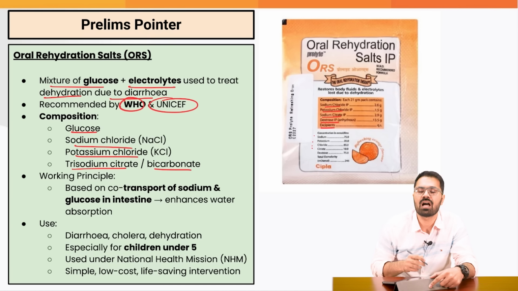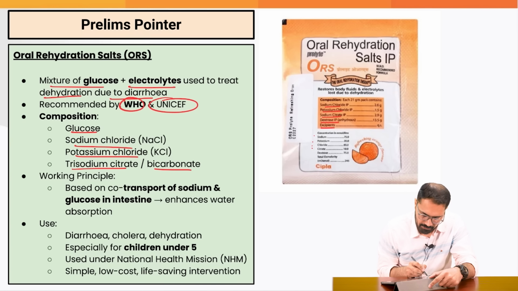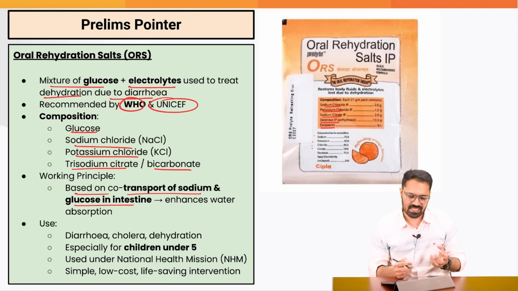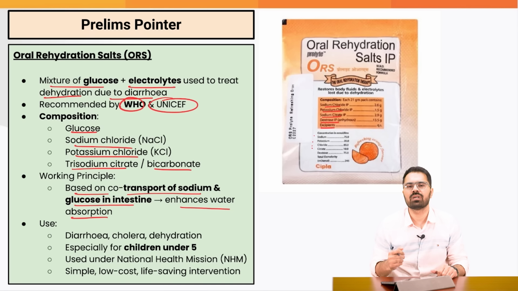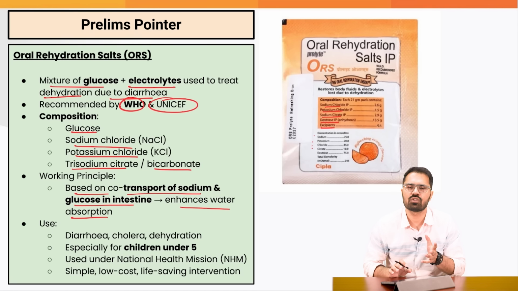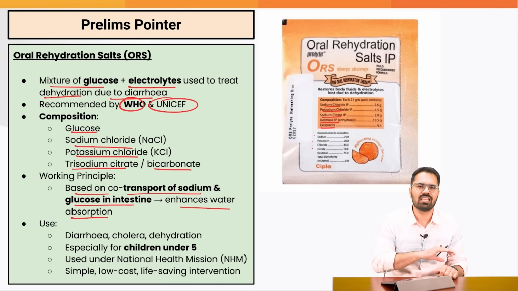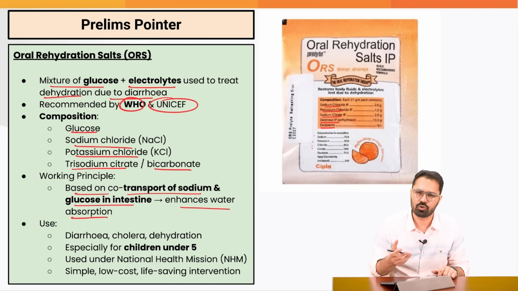What is the working principle? How does this ORS help the body? It is based on co-transport of sodium and glucose in the intestine. When our intestinal cells get this sodium and glucose, they enhance water absorption within our cells. So it maintains the balance. If the sodium salts or other salts are lost because of sweating, they are replenished by drinking ORS, by mixing this in a water bottle.